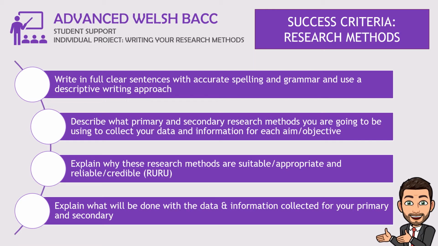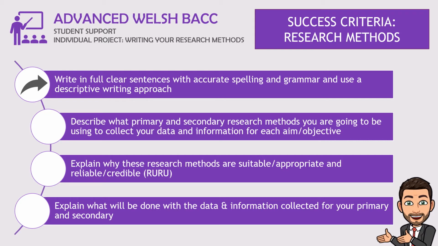Hi everyone. What we're going to start with today is looking at the success criteria for research methods. Okay, so going right from the top. You need to write in full, clear sentences with accurate spelling and grammar. That goes without saying. The only difference is that it's advised that you use a descriptive writing approach for the research methods. You are having to describe how you're going to do something. So it's almost like a set of instructions.